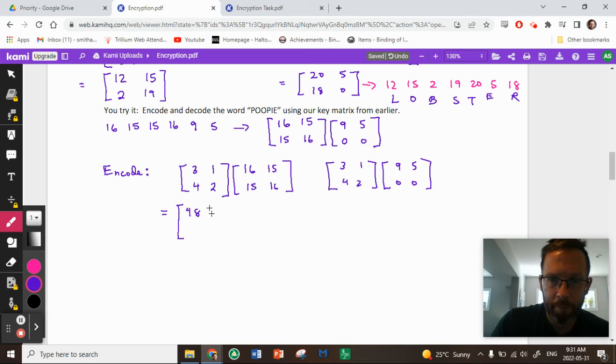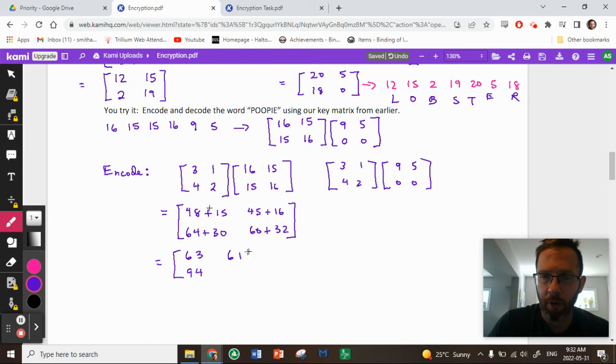So 48 plus 15, 45 plus 16, 64 plus 30, 60 plus 32. I think this stuff is very fascinating. Maybe you agree. But it's just neat how, just by a simple matrix multiplication, to the average person, it would not be obvious at all what's going on with this encoded message. Like they'd have no chance of figuring out what it said.